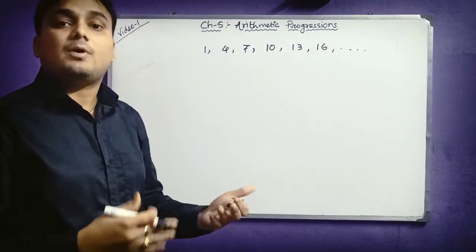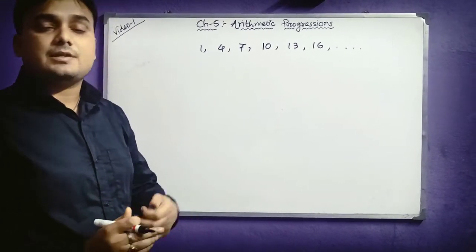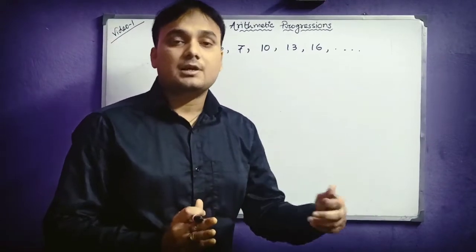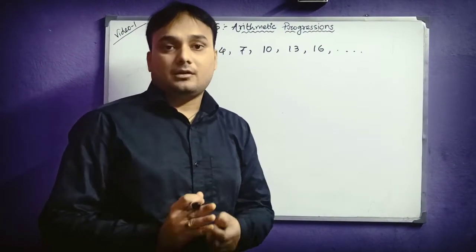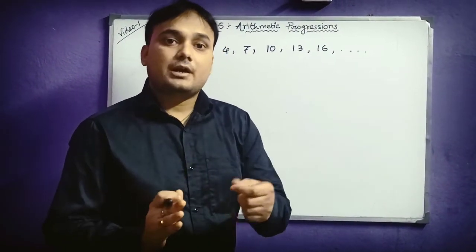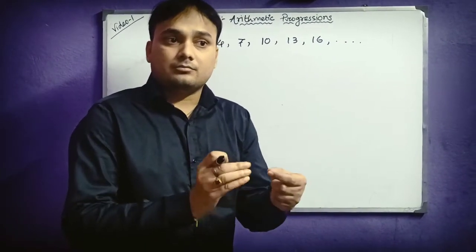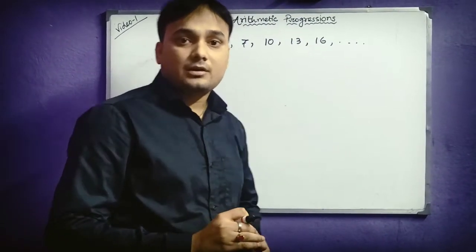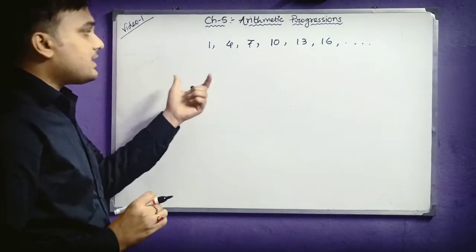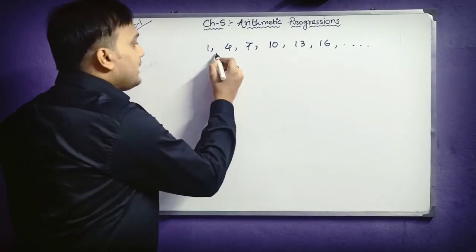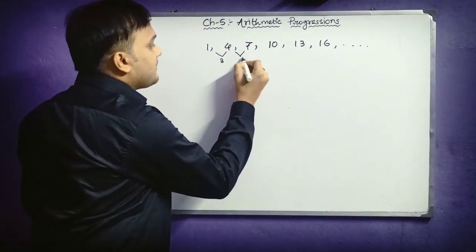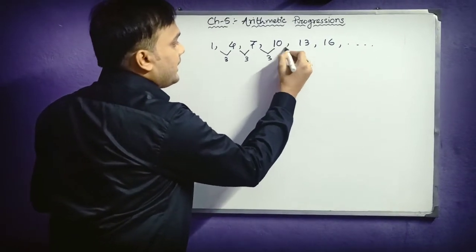First we need to know what a sequence of numbers is. A sequence of numbers is a set of numbers which follows a definite pattern, a particular definite observation. That is called a sequence of numbers. You can see here the pattern is that the difference of every two successive numbers is 3.